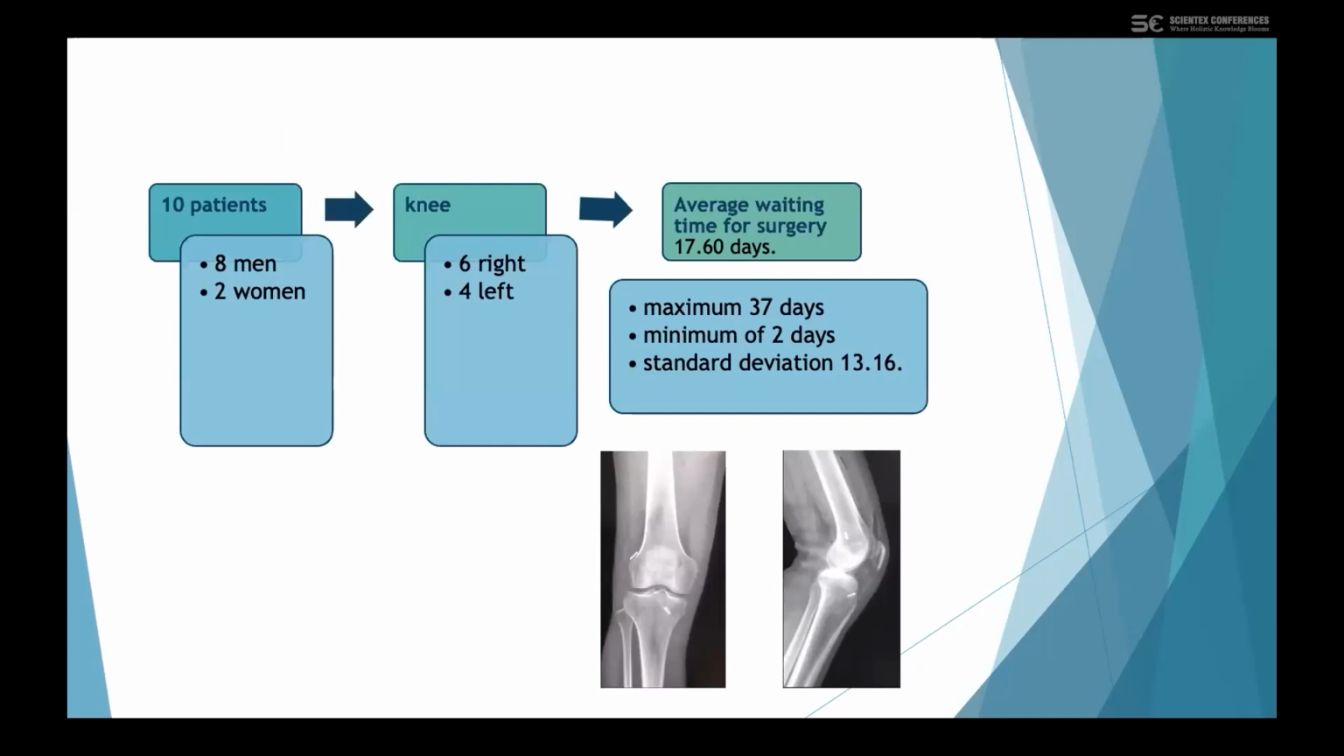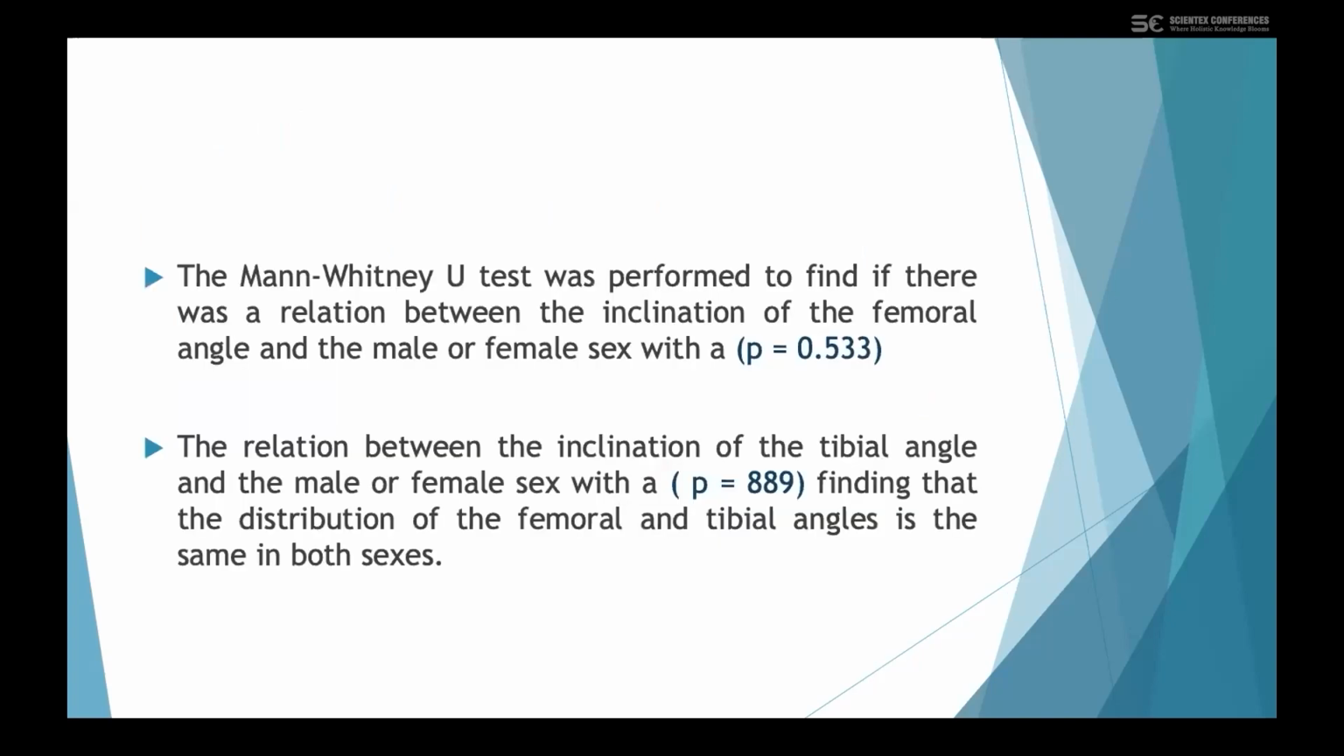The average waiting time for surgery was 17 days, with a maximum of 37 days and a minimum of 2 days, and a standard deviation of 13.16 days. We used the Mann-Whitney U test to find the relation between the inclination of the femoral angle and sex, with a P of 0.533. We also looked at the relation between the inclination of the tibial angle and sex, with a P of 0.889, finding that the distribution of the femoral and tibial angles is the same in both sexes.